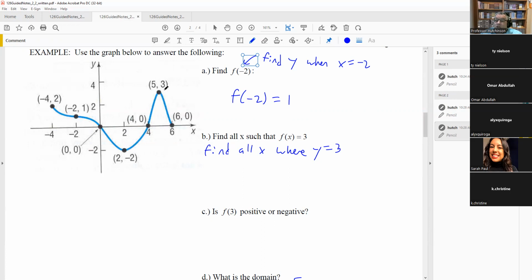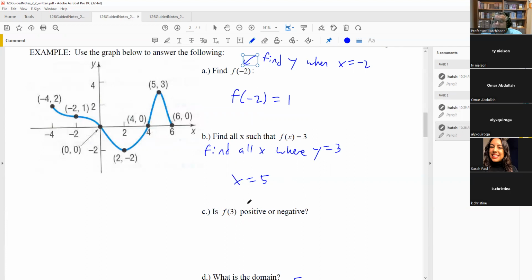Well, there's only one spot on here where I see a y value of 3. That's going to occur at this point, (5, 3). So my x value is just going to be equal to 5. So f of 5 will equal 3. The x value of 5 equals the y value of 3, and that would be it. So that's all you have to put in this one, x equals 5.